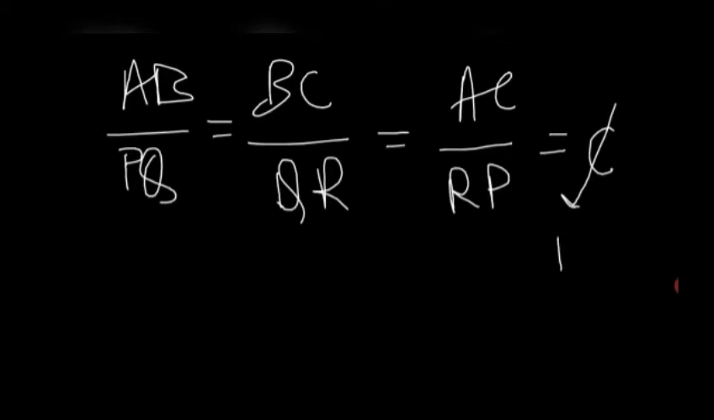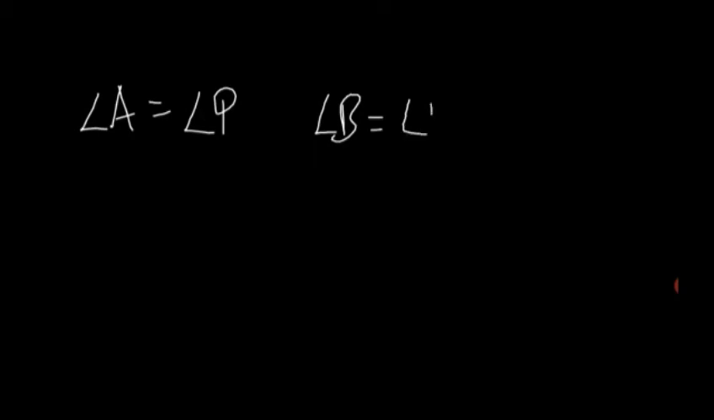If you think closely, and obviously, I said all the angles will be equal. So angle A is equal to angle P, angle B is equal to angle Q, angle C is equal to angle R. Understand.